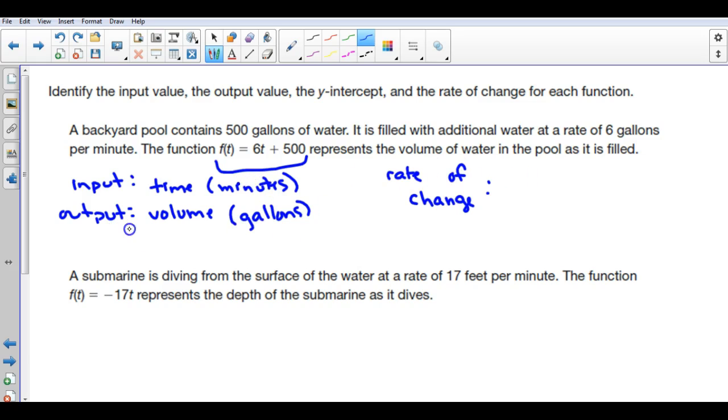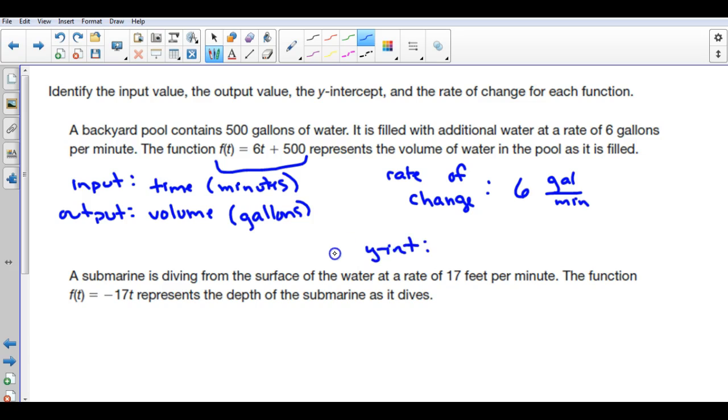And again, notice the order of that. It's always comparing output to input. So 6 in this case represents the amount of gallons per minute. So 6 is my rate of change. The last thing I want to talk about is what my y-intercept is.